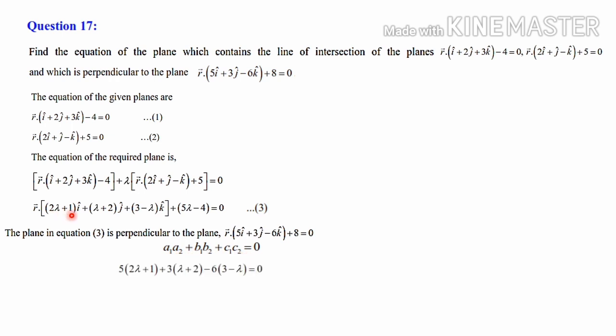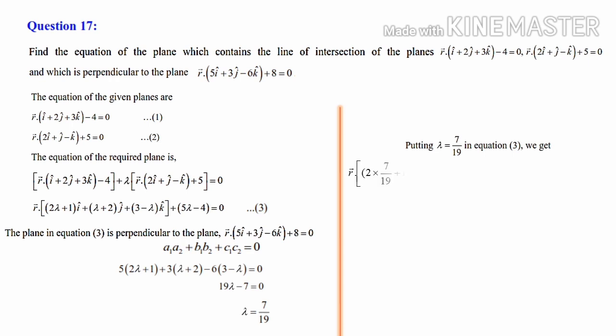So here (2 lambda plus 1) into 5, and (lambda plus 2) into 3, and (3 minus lambda) into minus 6, the sum is equal to 0. That is 5 into 2, 10 lambda, plus 3 lambda, 13 lambda, minus 6 lambda, that is minus into minus plus 6 lambda, that is 19 lambda. Then here again 5 into 1 is 5 plus 6, that is 11. 11 minus 18 is minus 7, equal to 0. So from here we can calculate lambda: minus 7 going to the right side becomes plus 7. 7 divided by 19 is the value of lambda.